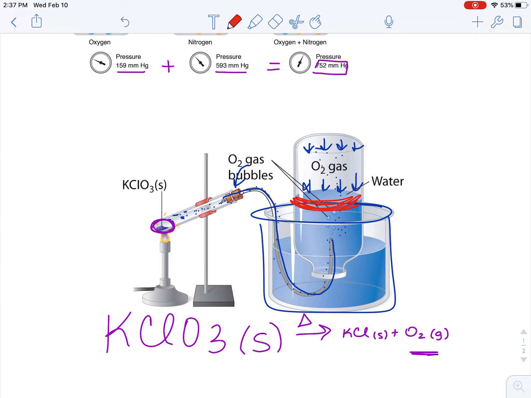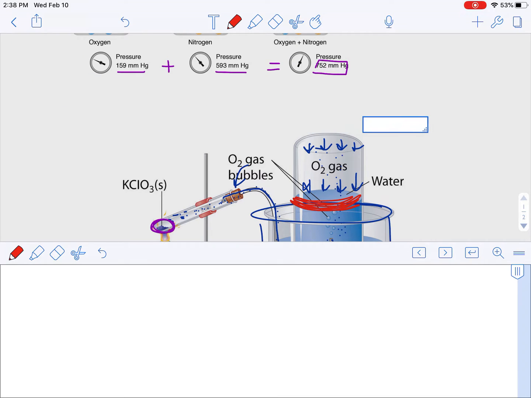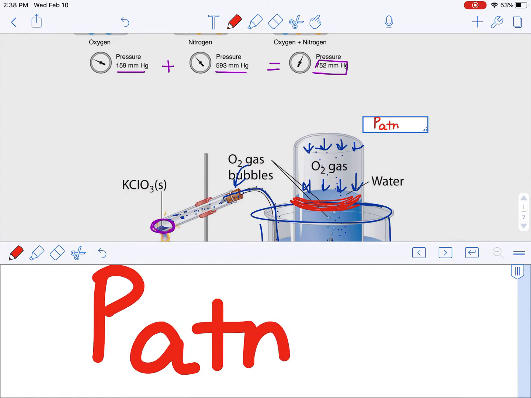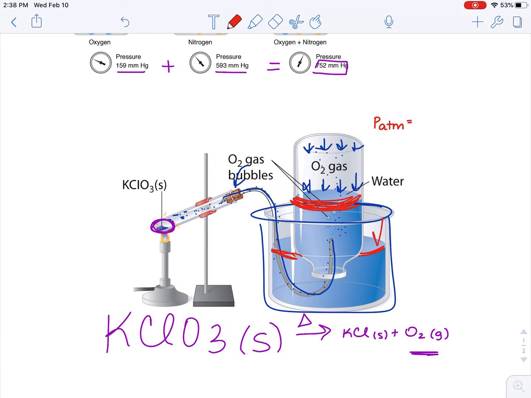And at the end of our experiment, what we're going to need to do is get the level of the water inside the bottle to be equal with the level of the water outside the bottle. Because at that point in time, the pressure of the gases of the atmosphere, those are the ones that would be pushing down on the water in the large vessel. That's going to be equal to the pressure of the gases that are inside the bottle.